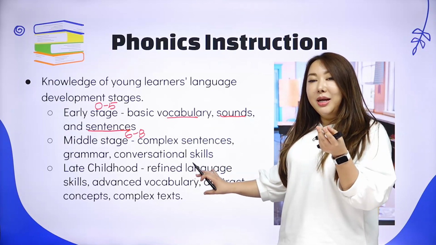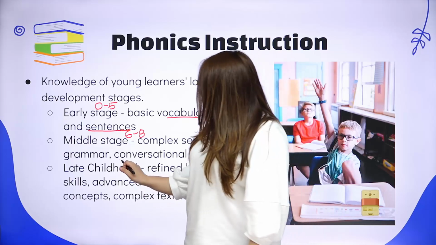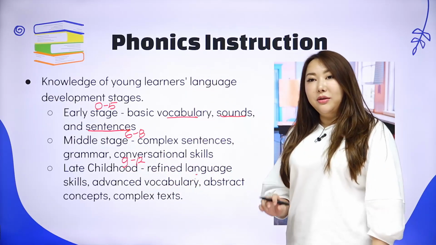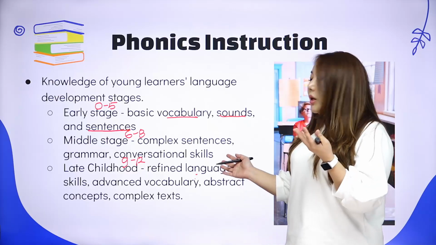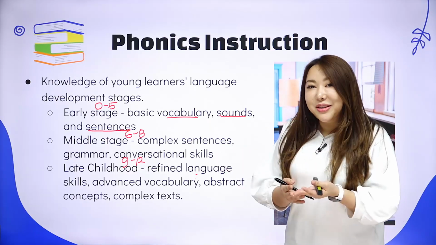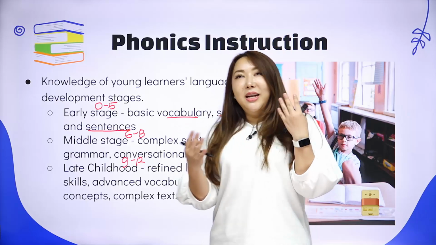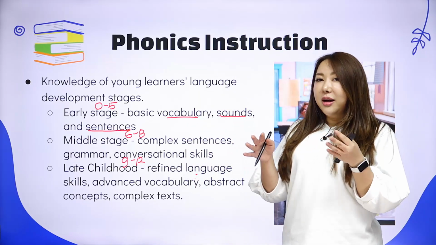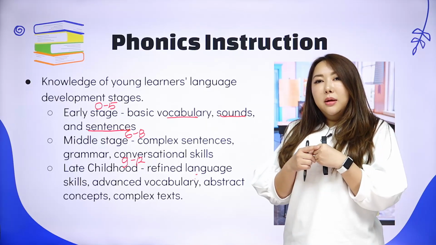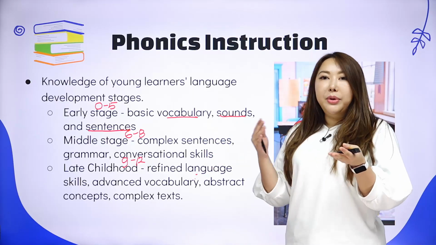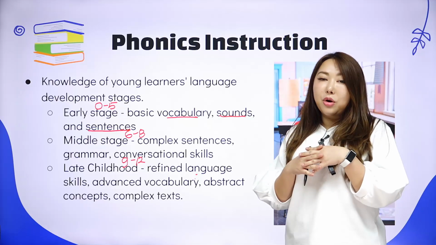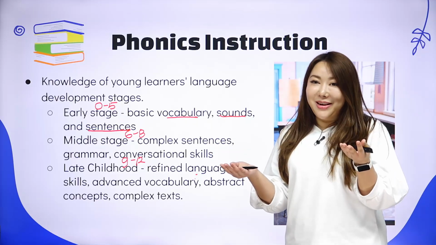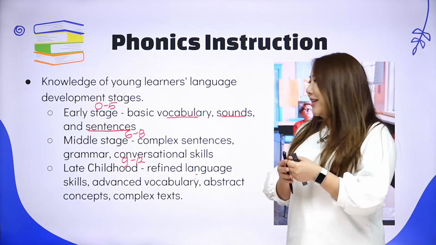Lastly, let's talk about the late childhood stage, which would be from about 9 to 12 years of age. Here, of course, we are going to notice refinement of language skills. We will see and hear more advanced vocabulary and comprehension of abstract concepts. This would, of course, be accompanied by the ability to read and write more complex texts. So you can proceed into a lot more of essay writing, which I'm sure they would hate.